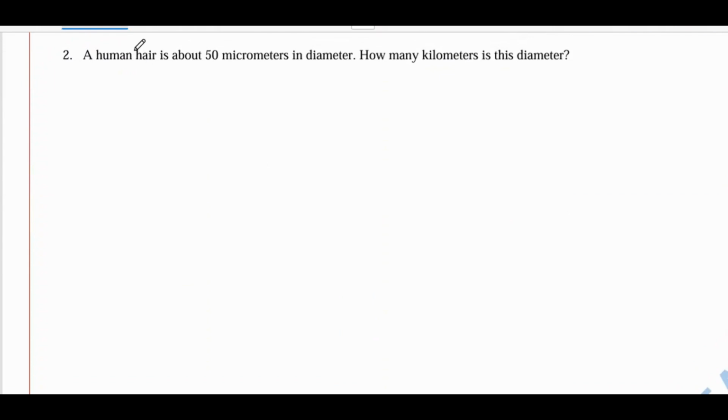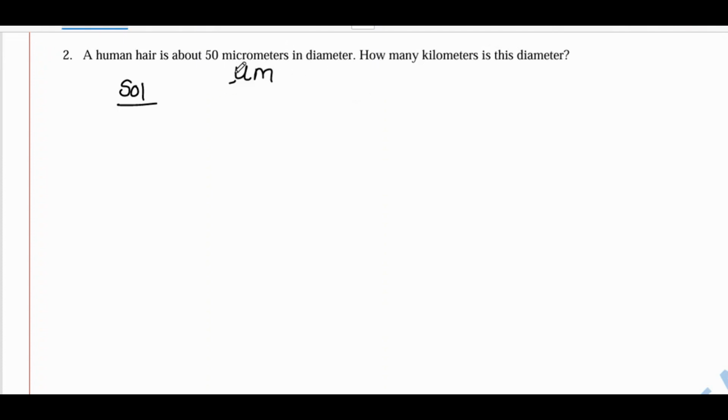Now, a second question: the human hair is about 50 micrometers in diameter. How many kilometers is this diameter? So the steps are simple. The solution. First, you need to remove this micro here. Remember the symbol of micro is mu, and then the base unit is meters. So this is micrometer. We need to remove this one, the micro here where my pen is hovering.